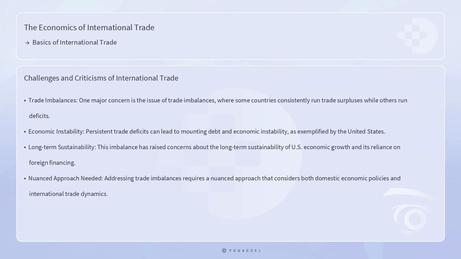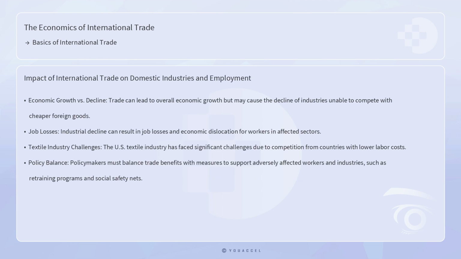Addressing trade imbalances requires a nuanced approach that considers both domestic economic policies and international trade dynamics. Another critical issue is the impact of international trade on domestic industries and employment. While trade can lead to overall economic growth, it can also result in the decline of certain industries that cannot compete with cheaper or more efficiently produced foreign goods. This industrial decline can lead to job losses and economic dislocation for workers in affected sectors.